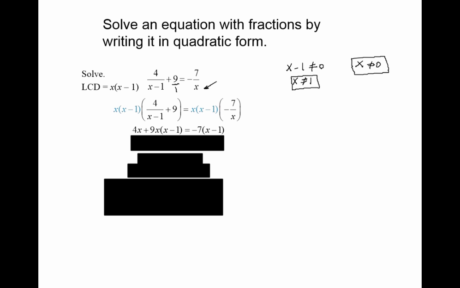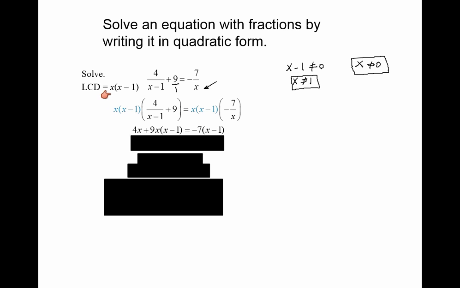If I distribute this, x minus 1 reduces. First term would have 4 times x right here. If I distribute x times x minus 1 with the second term, I would get 9x times x minus 1. And finally, if I multiply the LCD by this last term here, x over x would turn to 1. So you would get minus 7 times x minus 1.